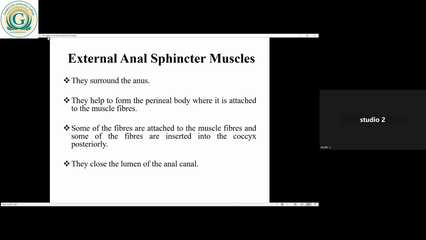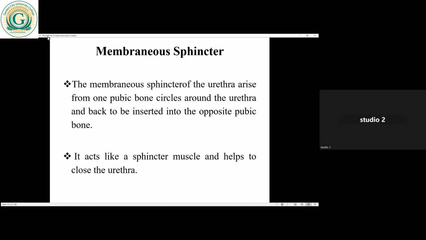Then we have this sphincter too, the membranous sphincter of the urethra. This one controls the urethra, where the urine passes. It arrives from the pubic bone, circles around the urethra, and is inserted into the opposite pubic bone. What is the function of the membranous sphincter? It acts as a sphincter muscle and helps to close the urethra when you are not ready to urinate. So can you imagine when, during delivery, you damage the woman's membranous sphincter? It means the woman can urinate without knowing that she's urinating.